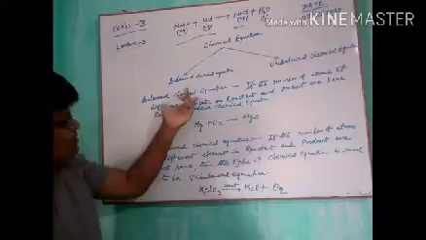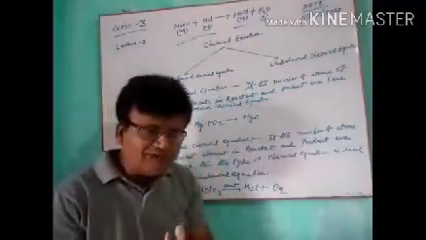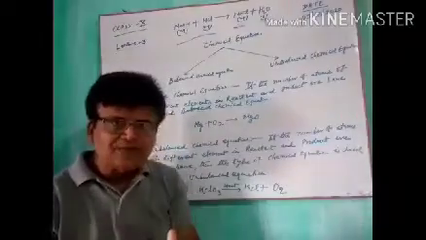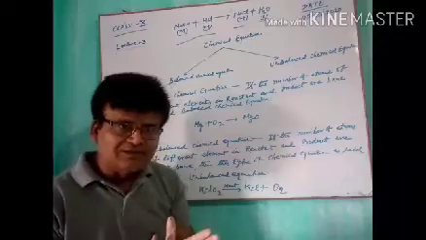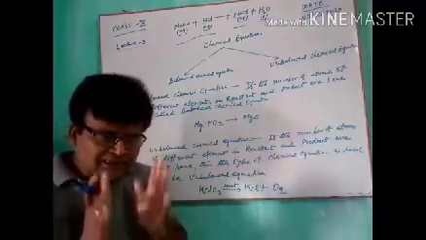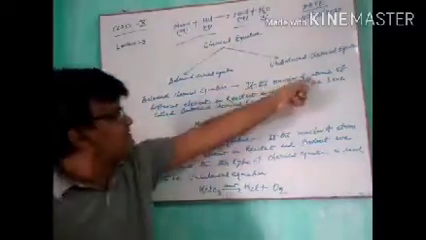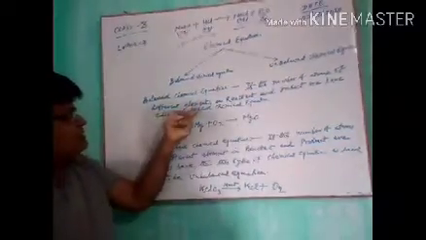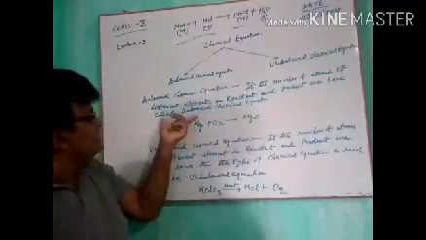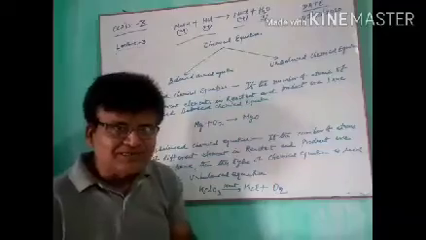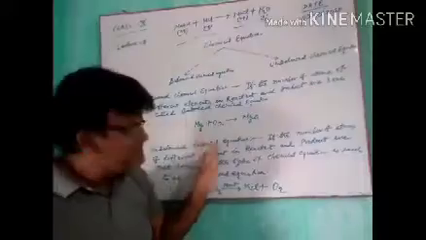Now I am going to describe the balanced chemical equation. Balanced means the number of atoms in the reactant part and product part should be equal. It means in a chemical equation, if the number of atoms of different elements in reactant and product are the same, it is called a balanced chemical equation.